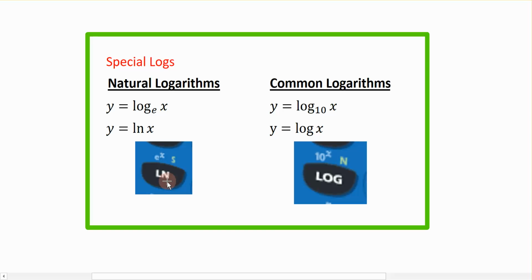The next type of special log we have is what's called the common logs. Common logs are when I have a log base 10. And it's common because our number system is a base 10 number system. So we abbreviate the common logs as log x. So when you do not see a base written here, then it is understood to be the common log or log base 10. Again, on your calculator, if you look at the log button, you'll see above it 10 raised to the x power. So those are two special logs that we end up using when we're talking about logs.